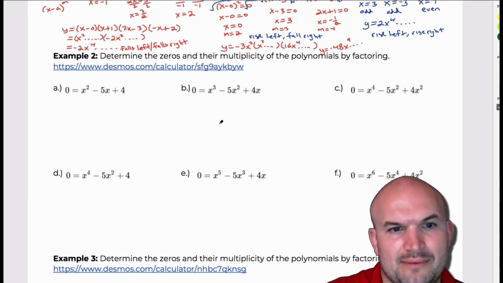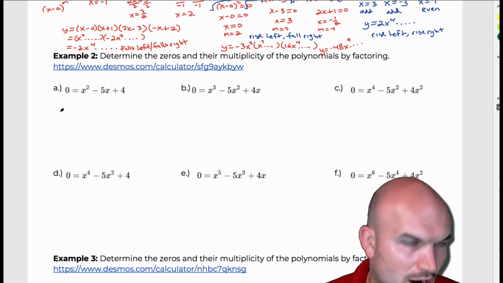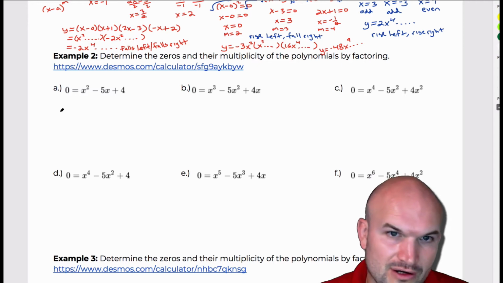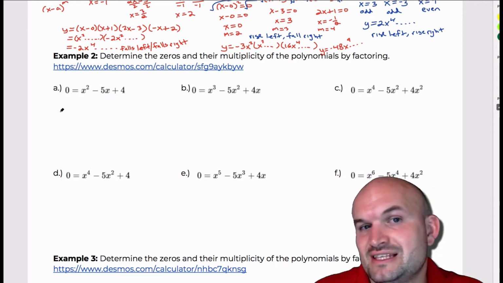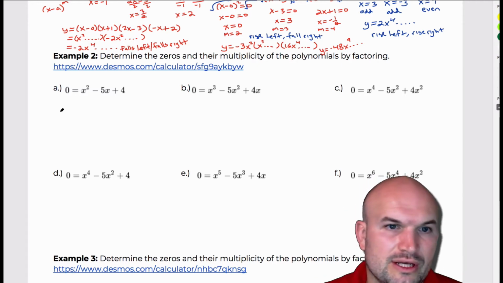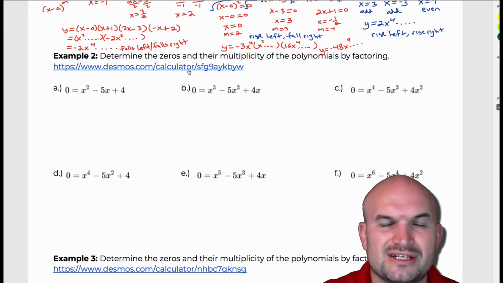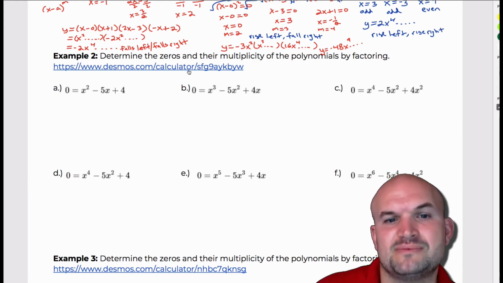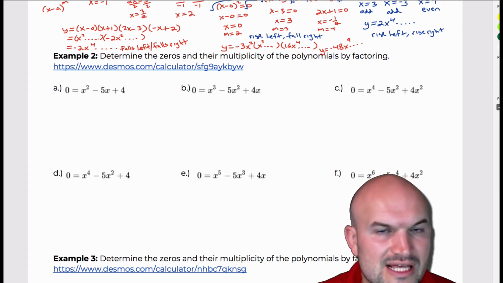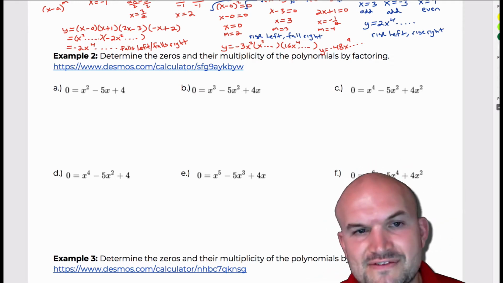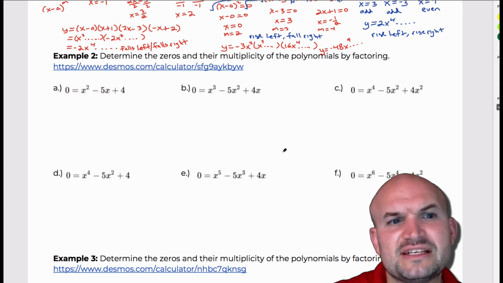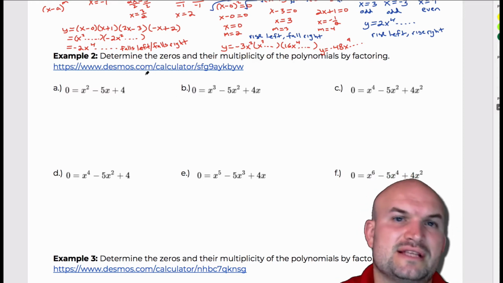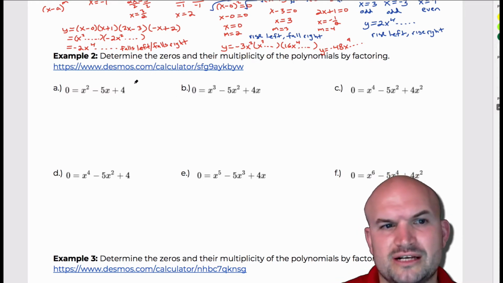So in my first example, we have just a quadratic set equal to 0, and we're trying to solve. We're trying to find the zeros and the multiplicity. And that's what we're going to do. If you want to be able to check your answers and see how the multiplicity and the zeros compare for these different types of polynomials, just go ahead and use that link. I'm not going to refer to the graphs in this video, but I do want you to use that at your discretion to double check your work.